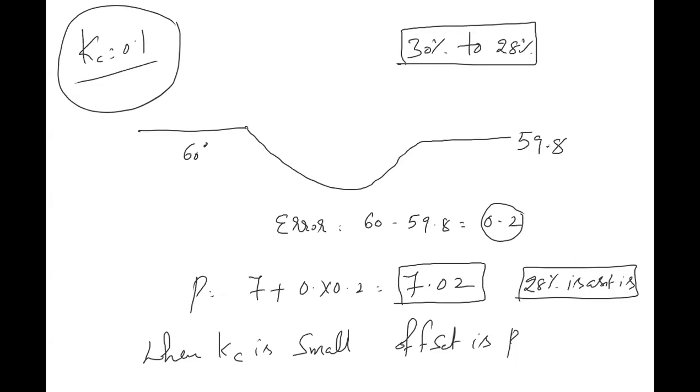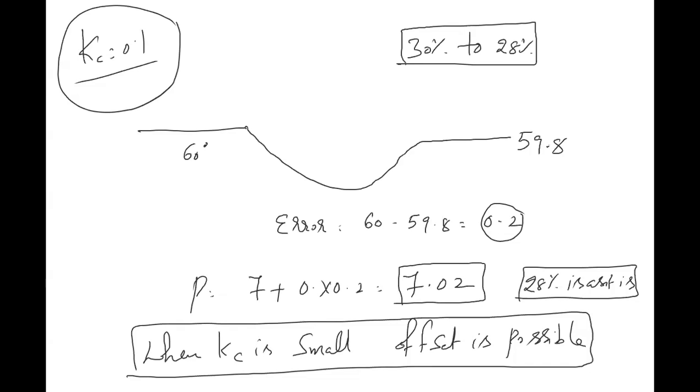Because when Kc is small, the pressure signal that you create because of the small error is tiny. If the system is at 59.8, the error is 0.2. So steady state is 7 and it has come to 7.02. That 0.02 has no effect on the valve. That is why this 59.8 stays. So that means the controller cannot change this 59.8 as it is. That is why you now link it to the offset problem.